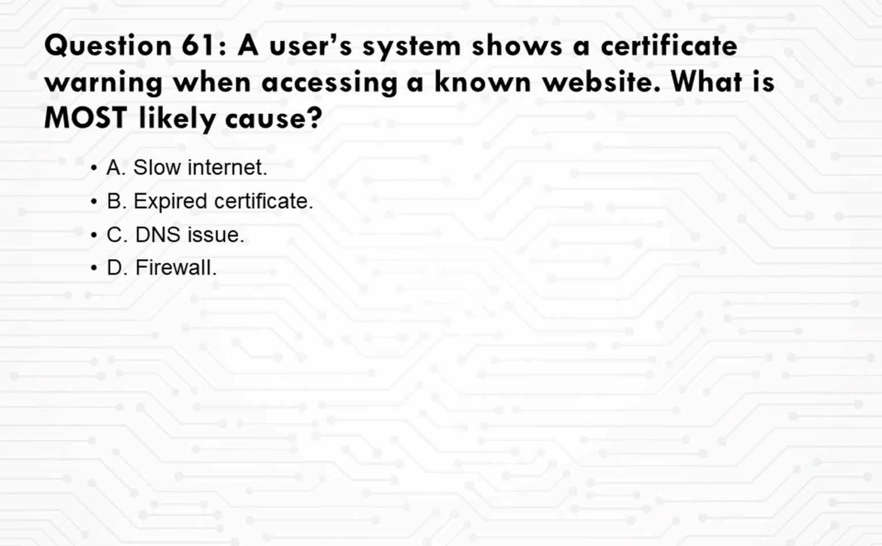Question 61. A user system shows a certificate warning when accessing a known website. What is most likely cause? A. Slow internet. B. Expired certificate. C. DNS issue. D. Firewall. Answer: B. Certificate warnings usually indicate expired or invalid SSL cert.